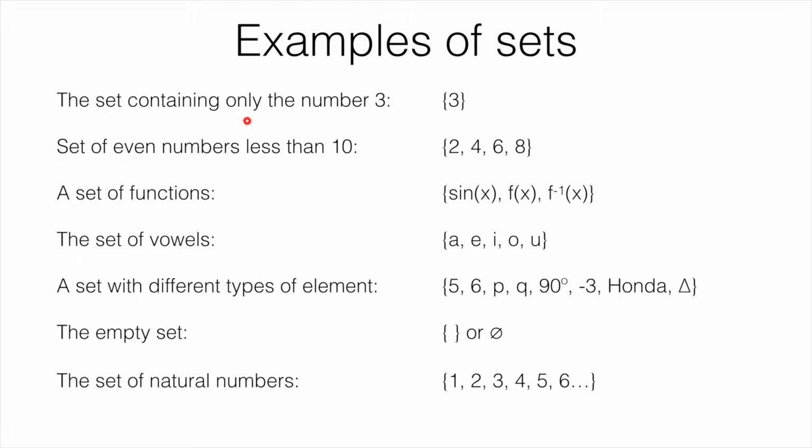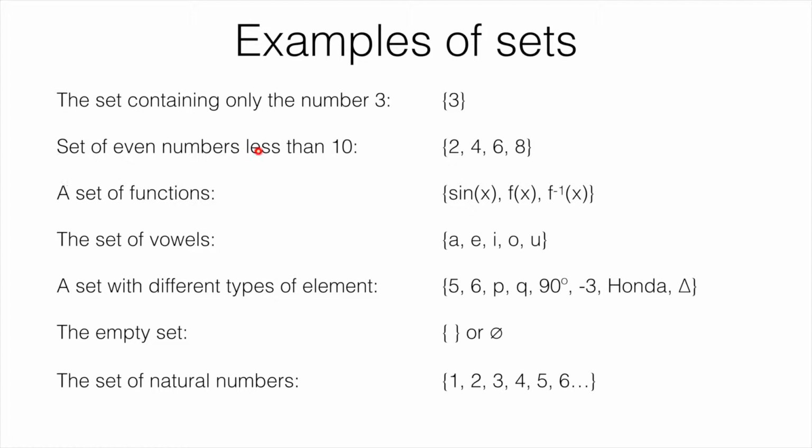The set containing only the number 3 is this here. Now, notice we've got the number 3 inside these curly brackets. These curly brackets, or braces, are what we use to show that we're talking about a set. So if we just had the number 3 on its own, that wouldn't necessarily be a set. That would just be the number 3. But because I've put it in these brackets, that shows that I'm talking about the set containing the number 3.